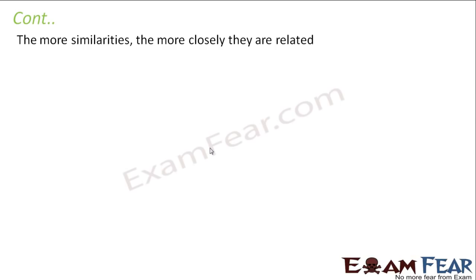But do you think that you look very similar to your friend? No. So when you look very similar to your brother and very different from your friend, what does that mean? That means the more the similarities, the more closely they are related. So there are more similarities between you and your brother, so you are closely related. There are fewer similarities between you and your friend, so you are not close relatives.